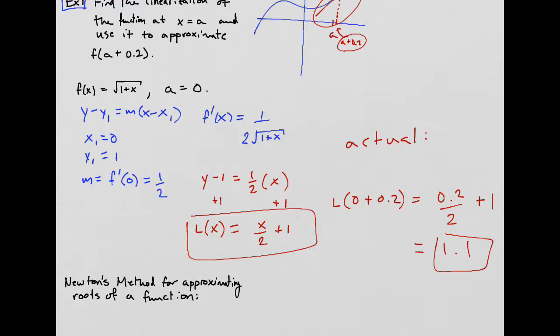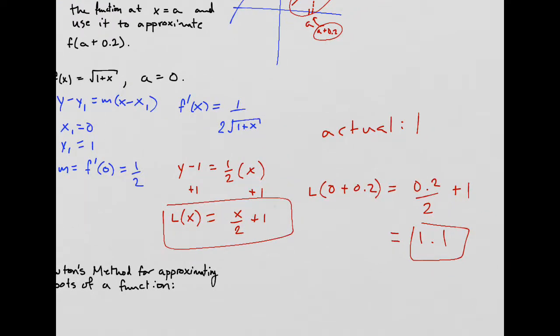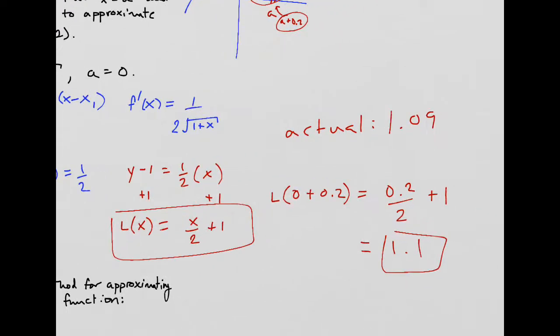So if I plug in the square root, because the actual value is with real f, if I plug in the square root of 1.2, what do I get? Square root of 1.2. And it is close, 1.095, because it's an approximation.